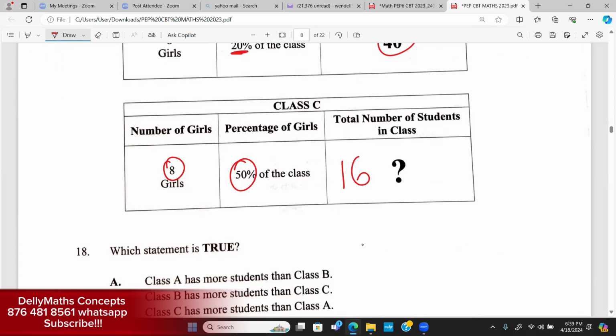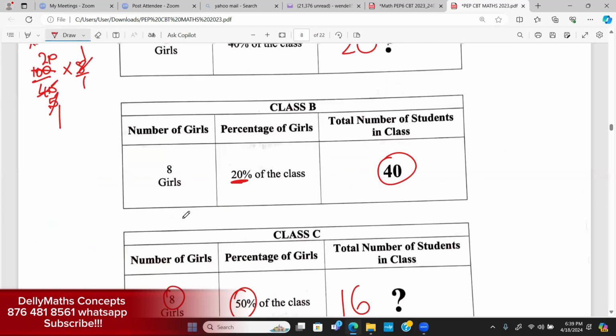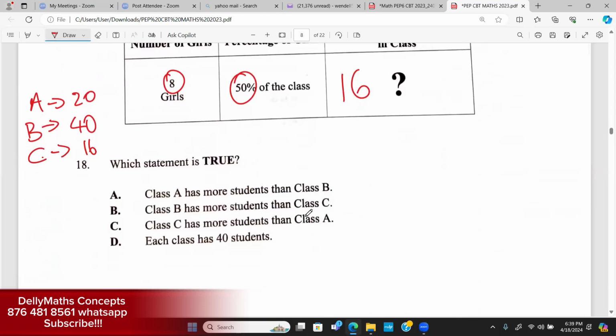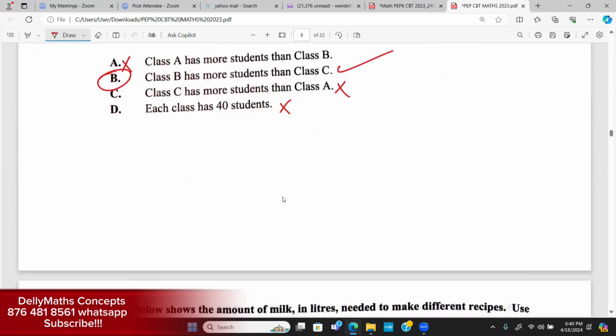So let's look. Class A, we're dealing with 20. Class B, we're dealing with 40. Class C, we're dealing with 16. Those are the total number of students in each class. So let us see now which statement is true. Class A has more than class B. This is incorrect. Class B has more than class C. This is correct already. Class C has more than nobody. That's incorrect. Each class has 40, incorrect. So you could see that B is definitely the answer because class B had more.